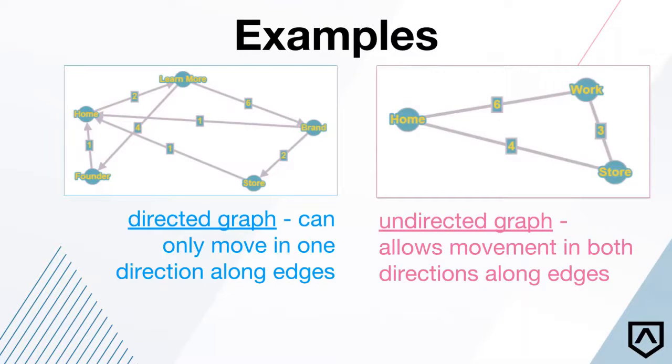This is different than an undirected graph, which allows you to move in both directions across an edge. So this could also be referred to as a bidirectional graph. So there are more options when you think about, okay, how am I going to traverse this graph? And both of these graphs that we're looking at here are examples of weighted graphs. The edges have weights assigned to them.